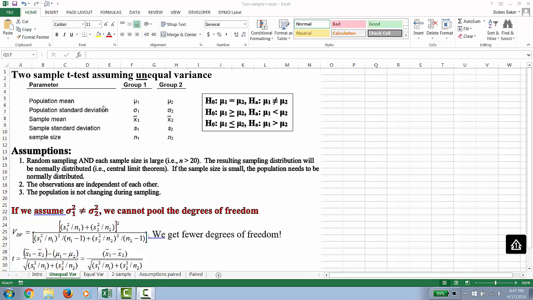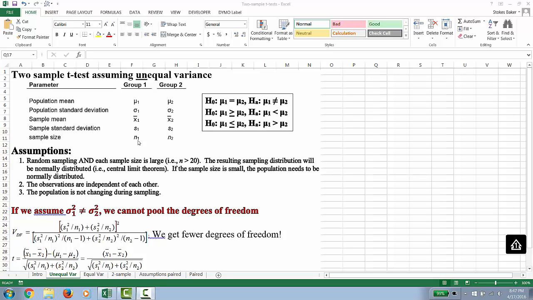Each one of those will give us population parameters like a population mean, mu1 and mu2, and population standard deviation, sigma 1 and sigma 2. From those two populations, we have two samples. From that, we get sample parameters such as the sample mean, x bar 1 and x bar 2, the sample standard deviation, s1 and s2, and each one has their own sample size, n1 and n2.